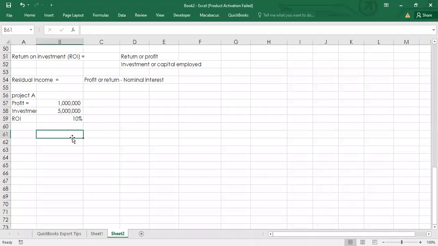So we're saying our residual income is given by the profit, which is 1M, minus the notional interest. Notional interest is usually given by the cost rate times the investment. So that will be 10% times 5 million, which gives me 500,000 at the end as my residual income. So that's how we're supposed to do part A.